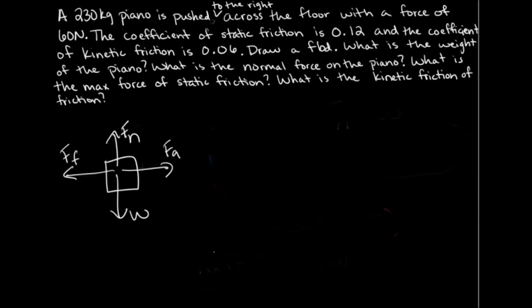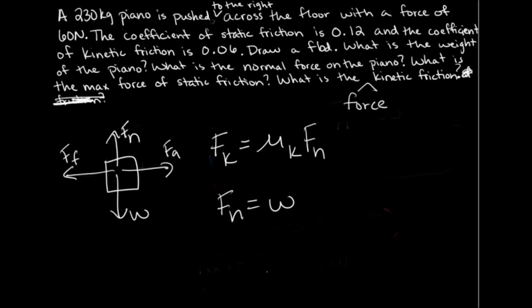So lastly, we need to find the kinetic friction. So this should say, what is the force of kinetic friction? So that's what we're going to find. The force of kinetic friction equals the coefficient of kinetic friction, the amount of kinetic friction, times the normal force. And just like the last equation, we know that the normal force equals weight. Weight equals mass times gravity. So I'm going to substitute mass times gravity in for the normal force.